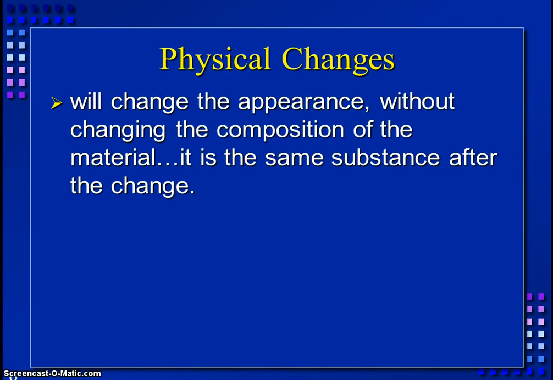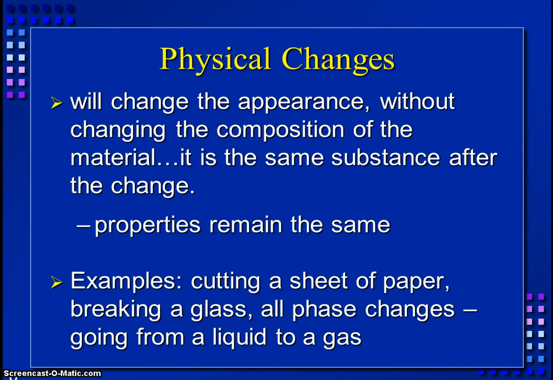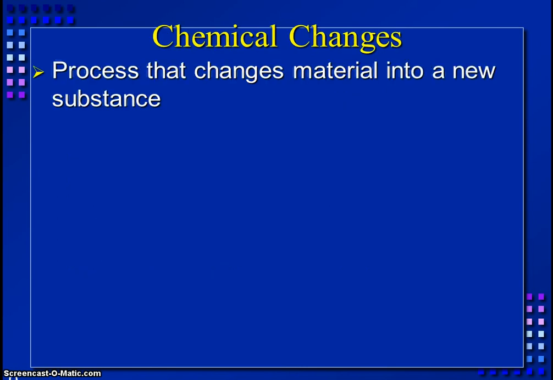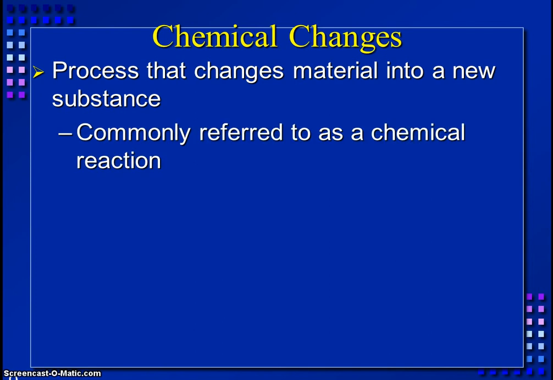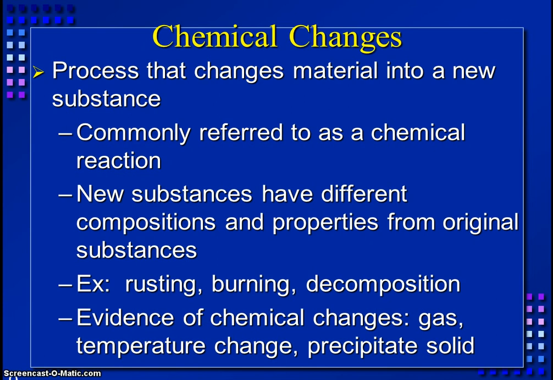Physical changes then are those types of changes where only the physical appearance has been changed. You still have the same substance. The properties remain the same. Cutting up a sheet of paper, breaking glass, a change from a liquid to a gas. Those are all physical changes. Chemical changes, though, are those where you have something new that's formed, and that's the key to this. There's a new substance that's formed. It's commonly referred to as a chemical reaction, producing new substances with entirely new physical and chemical properties. Examples of that would be rusting, flammability or decomposition.